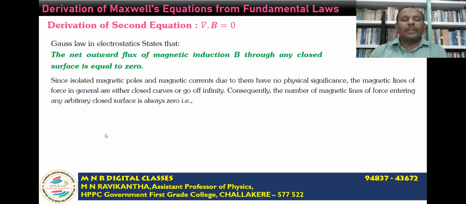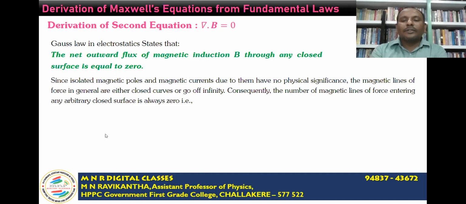Now, since isolated magnetic poles and the magnetic currents due to them have no physical significance, the magnetic lines of force in general are either closed curves or go off to infinity. Consequently, the number of magnetic lines of force entering any arbitrary closed surface is always 0. So the above statement clearly indicates that magnetic monopoles do not exist in nature. They have no physical significance, and hence there is no question of magnetic currents due to those magnetic monopoles.